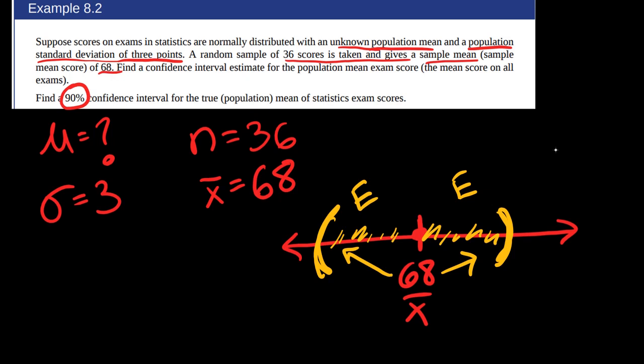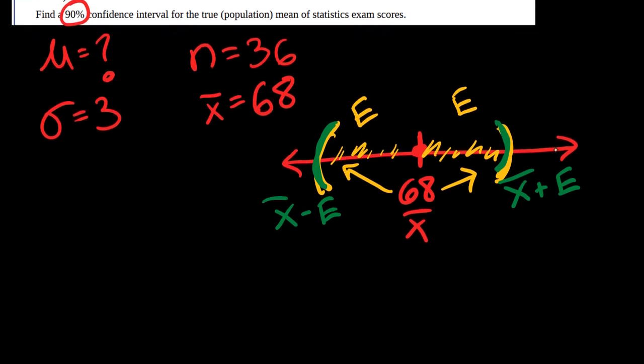Once we have figured out the margin of error, to get the lower side of our confidence interval, we take our sample mean and subtract the margin of error. To find the upper side, we take our sample mean and add the margin of error. Then we'll have our confidence interval. So I'm going to use Excel to calculate this. The main thing I need to know right now is what is E, the margin of error, and Excel is going to tell me what it is.